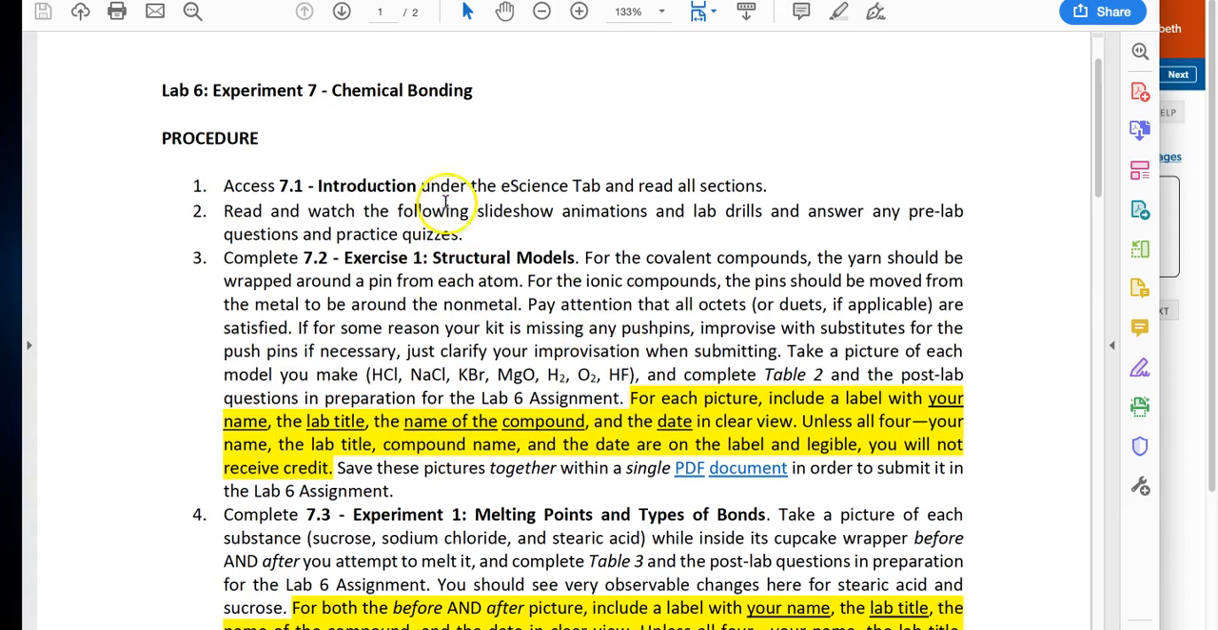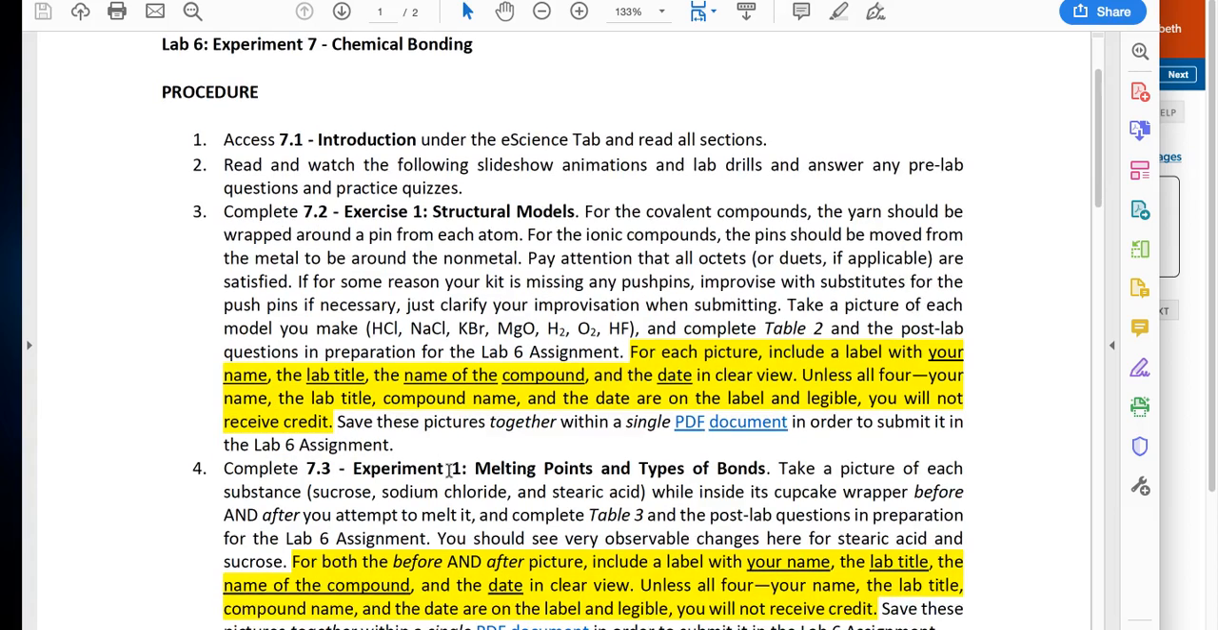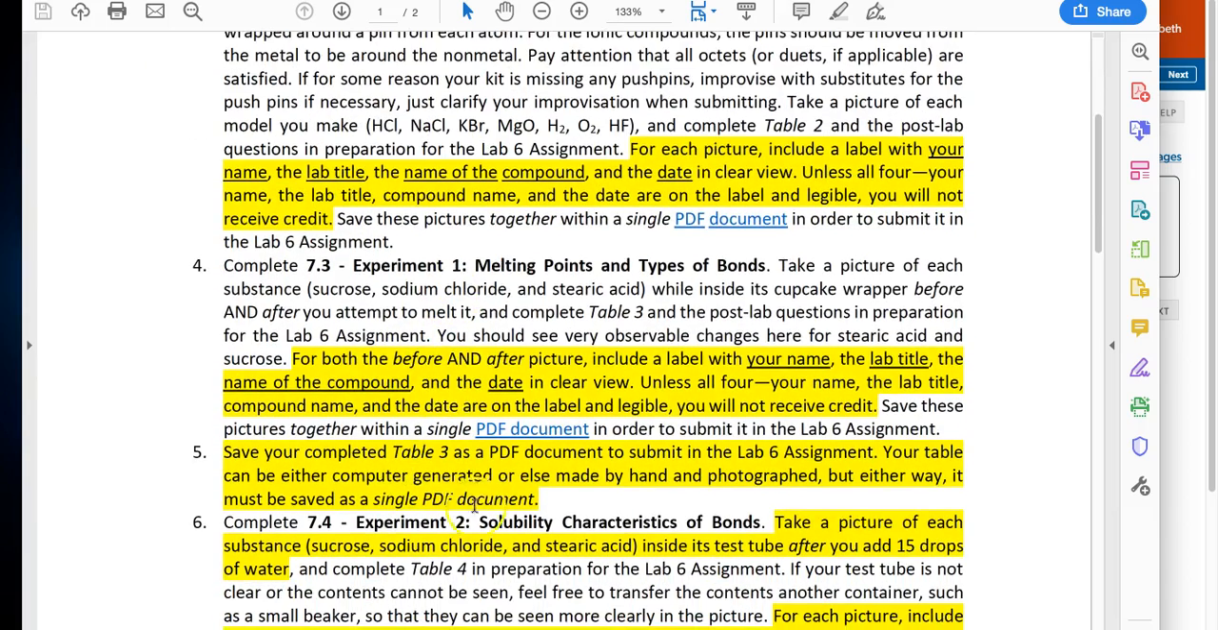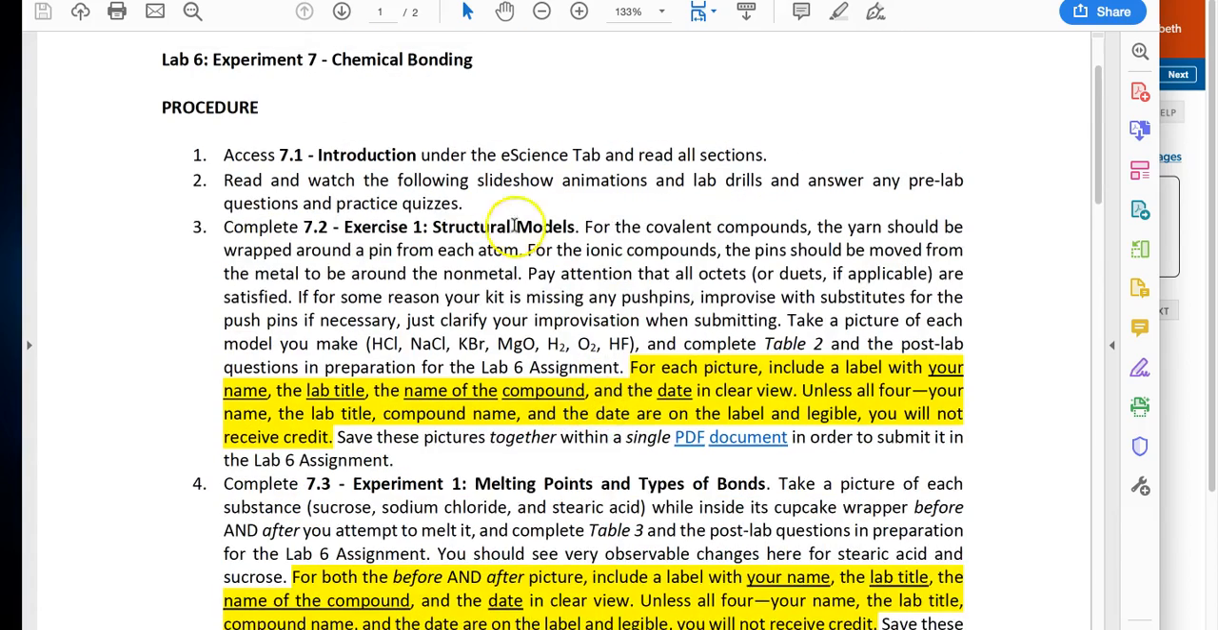So what I suggest is you work through that first and put a hold here, and we'll come back and do the other. There are 2 additional things we're going to do in this lab: melting points and solubility. So do just one at a time so you don't get overwhelmed.